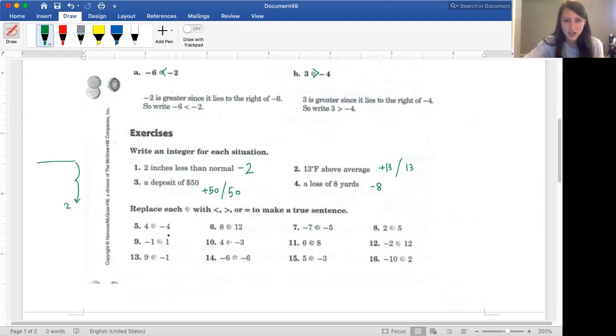Okay, why don't you guys try these 6 problems? Just replace the circle with a greater than, less than, or equal sign to make sense of these numbers so that it's a true sentence.